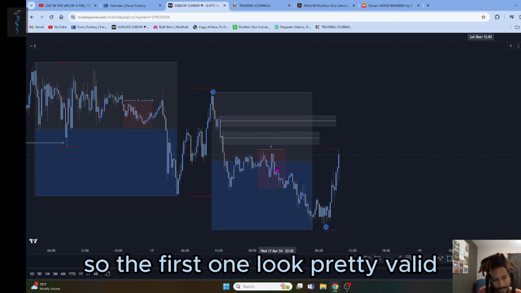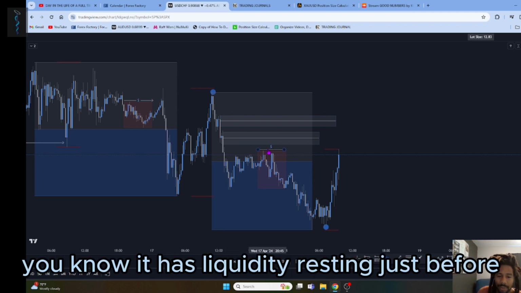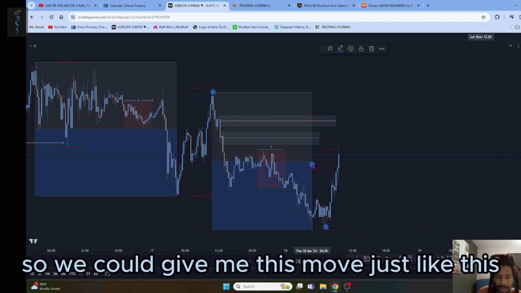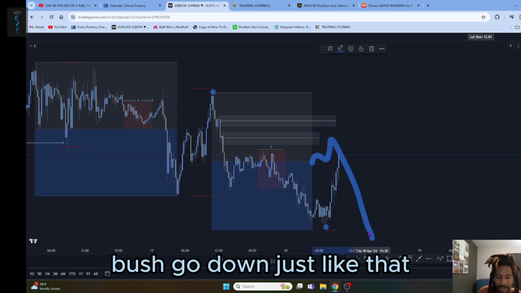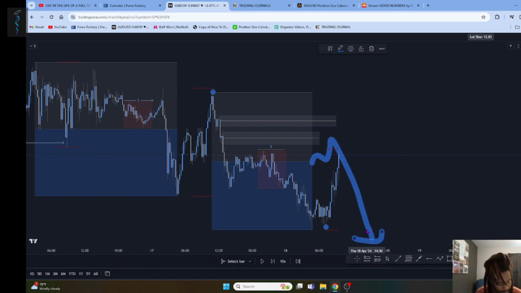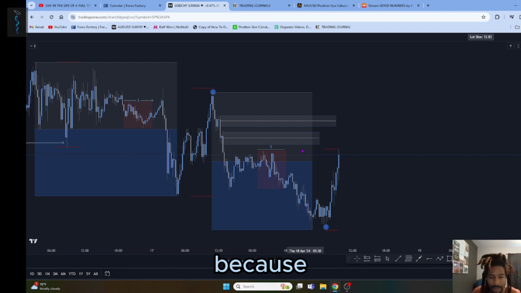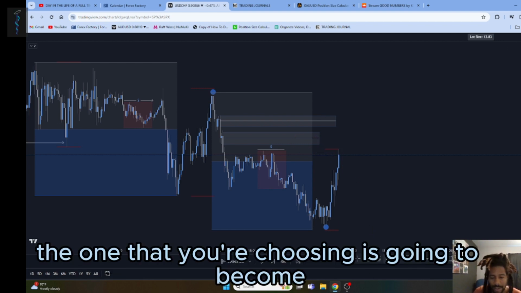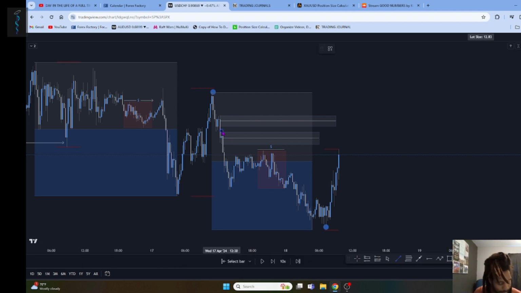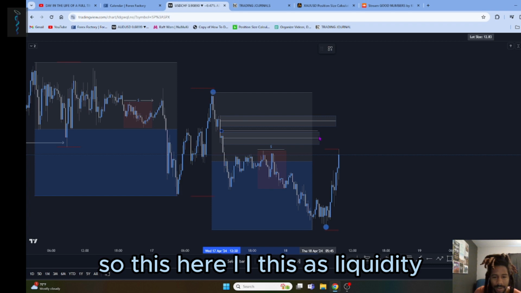So the first one looked pretty valid. It has liquidity resting just before, so it could give me this move, whoosh, go down just like that. But it wasn't the valid extreme, and you always want to go with the valid extreme, because the one that you're choosing is going to become liquidity. So this here, I eyed this as liquidity.